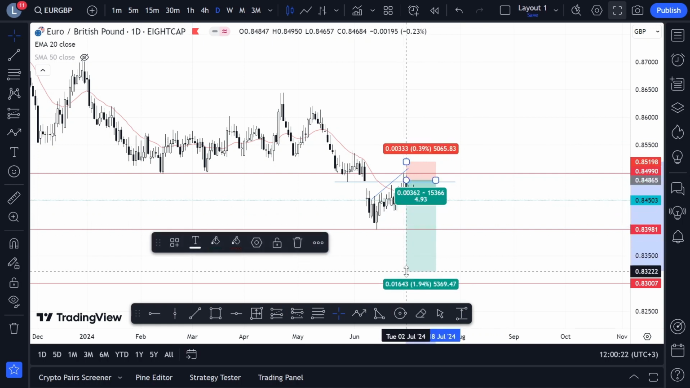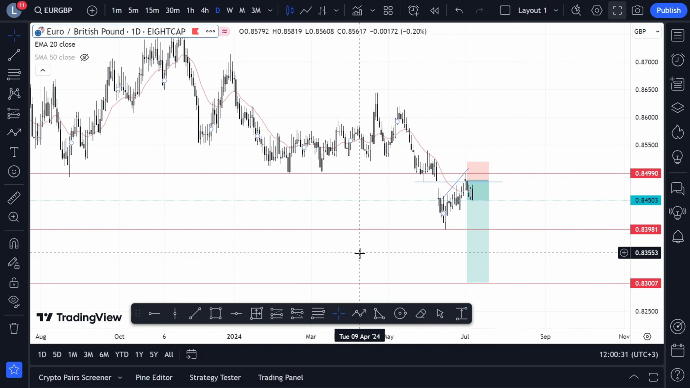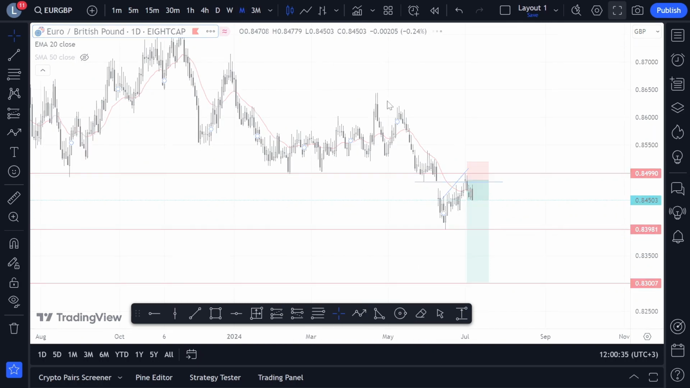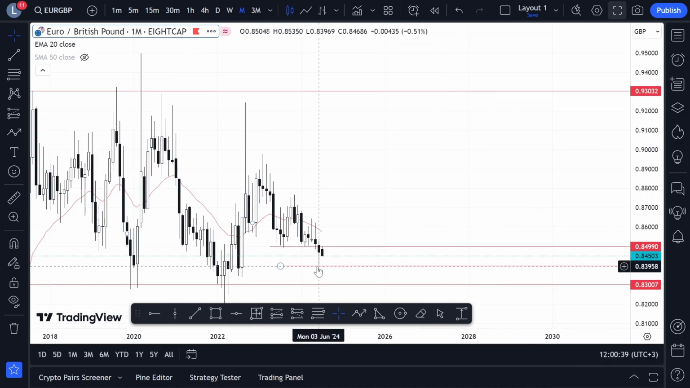So right now, I'm targeting a move towards 8300. 8300, as you have seen from the higher time frame, the monthly, is a very, very key support area. But I know my trade will face resistance from bulls around the 8400. 8400 is actually last month's low. As you can see, it formed this weak rejection area.